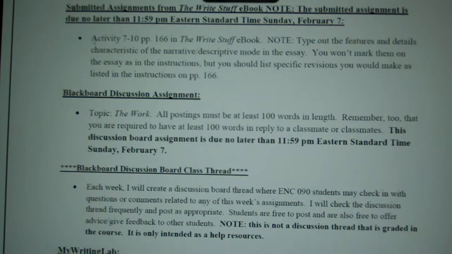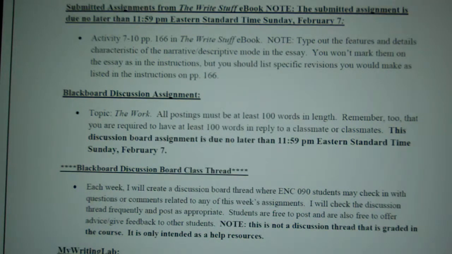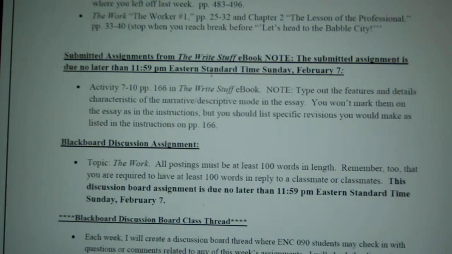Activity this week from the ebook is activity 710. That's on page 166 of the ebook. Just note your instructions very carefully. You are to type out the features and details characteristic of the narrative descriptive mode in the essay. You won't mark them on the essay as in the instructions, because sometimes in the ebook the instructions kind of read as though you're working in the actual book, but of course we have the ebook, so that's not really feasible. But you should list specific revisions you would make as listed in the instructions on page 166.